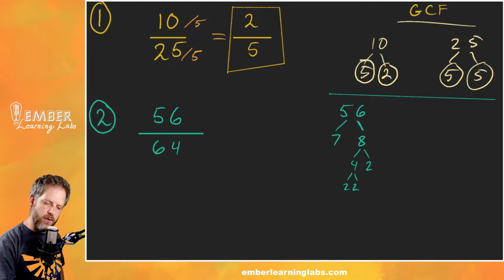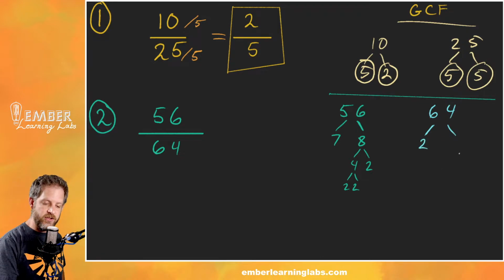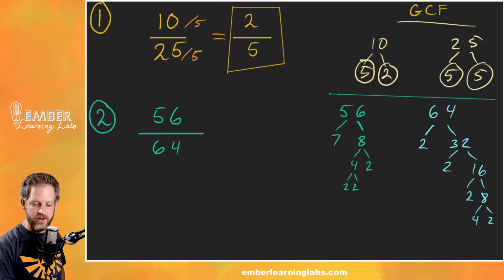So for 64, I guess I could change to my lighter scratch papery looking color. 64, we could do, let's say we looked at this and said even, and said, okay, 2 goes into there. 2 times 32 is 64. Oh, look, 2 works again. We could do 2 and 16. We could do 2 and 8. And then we could do 4 and 2. And then we could go 2 and 2, right?